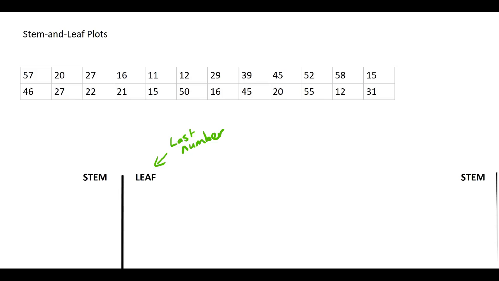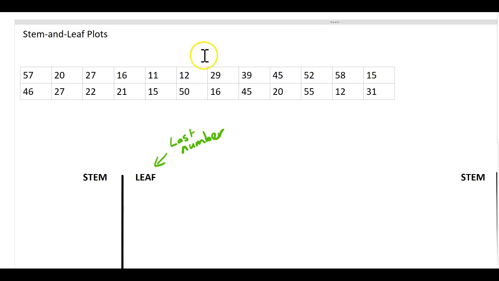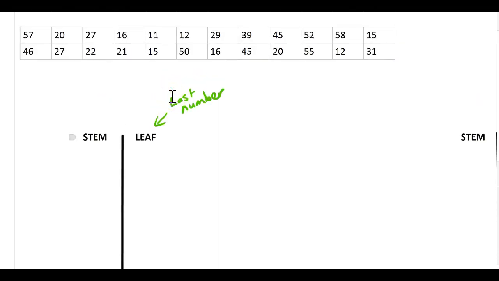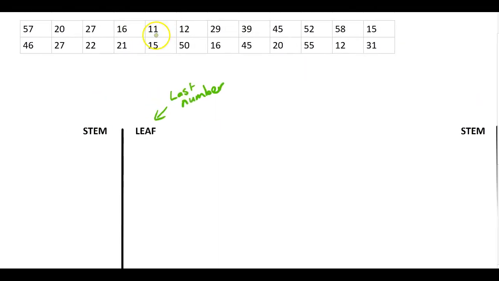To start out with, you can do this one of two ways. You can go through and put the data in order from least to greatest, which takes a little bit of time. Or you can start out with your stems, and notice that I've got anywhere from a 1 up to a 5 as my leading digit. So I'm going to have stems 1, 2, 3, 4, and 5.